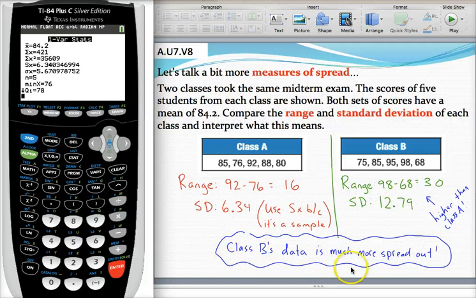So that's what I've done down here. In the next couple days, we'll take a look at creating graphs to look at this data, and we'll actually see that spread in a visual format. But for now, we can just take a look numerically. I can see my range is almost doubled. My standard deviation is almost doubled. And those are indications that your data is much more spread out, much more varied compared to Class A.